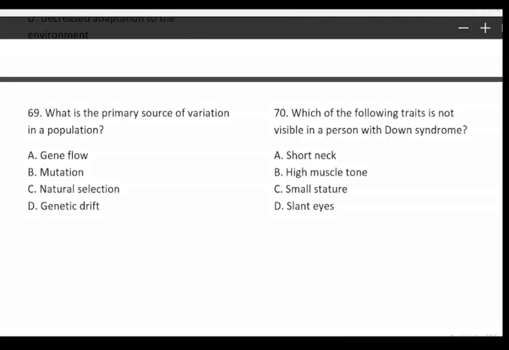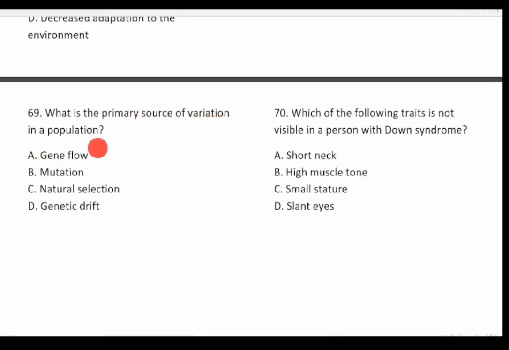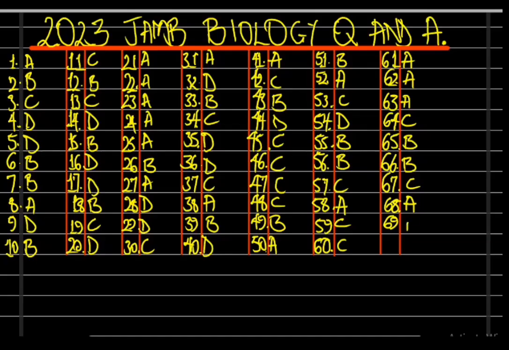And then we have question 69. What is the primary source of variation in population? A, gene flow. B, mutation. C, natural selection. And D, genetic drift. The primary source of variation in population is mutation. Mutation is what results when there is a change in the gene or genetic makeup of the structure of an organism. So that is mutation, and that is the answer to our question 69, option B.